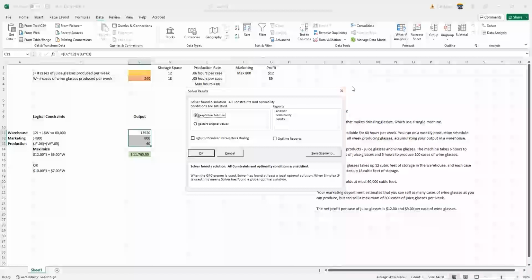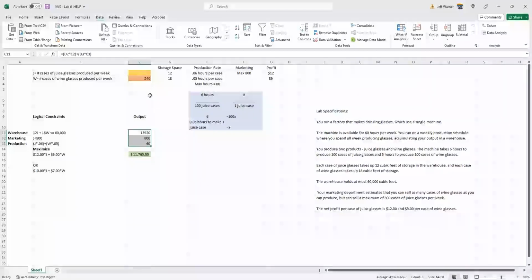So when I clicked OK, this is what happened. And here are the answers. Solver went out and put in the maximum number of juice cases that can be produced per week given all three constraints, 800. That's the answer. Number of wine cases, 240. Okay, so those are the maximum numbers of cases that can be produced under those constraints.